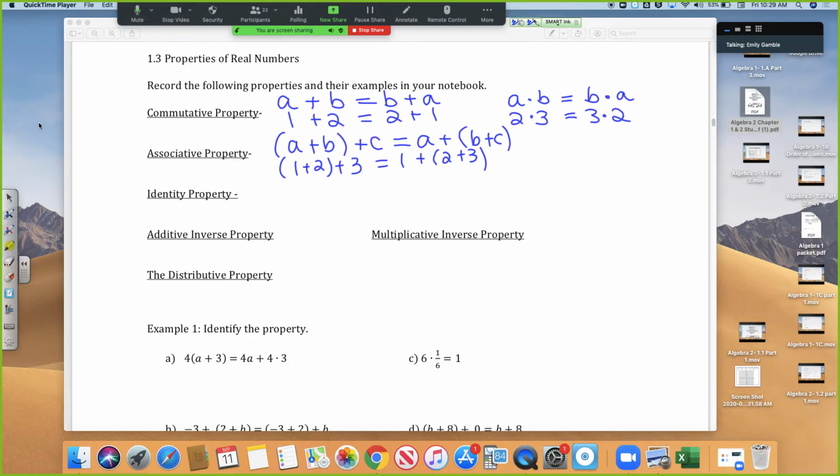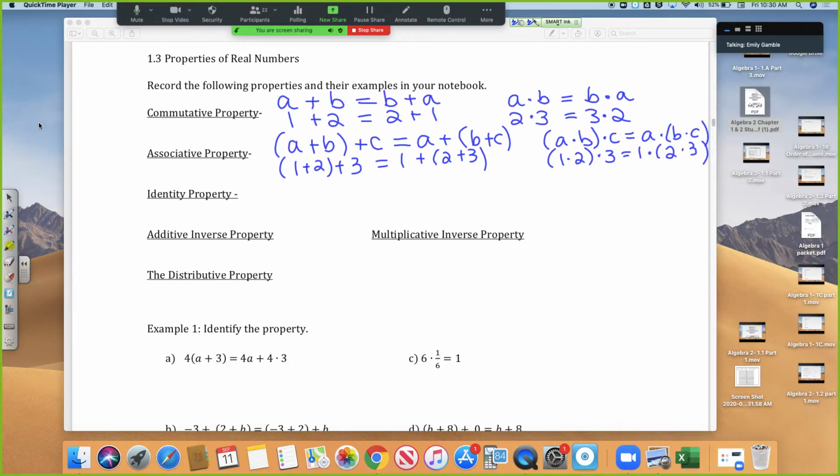So with multiplication, we could take like a times b in parentheses and then multiply it by c. That's the same thing as a times b times c. Notice the a, the b, and the c stay in the same exact place. What changes is the grouping. With numbers, if I did 1 times 2 times 3, that's the same thing as 1 times 2 times 3.